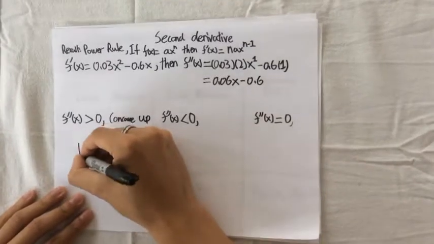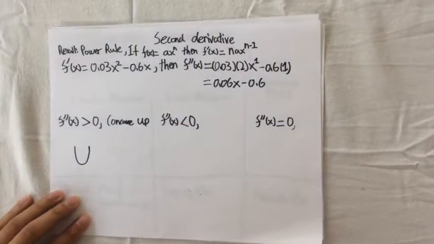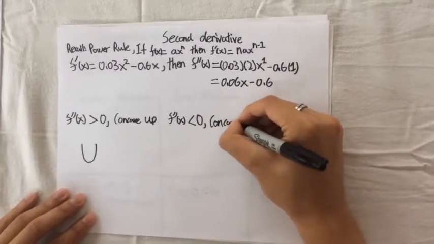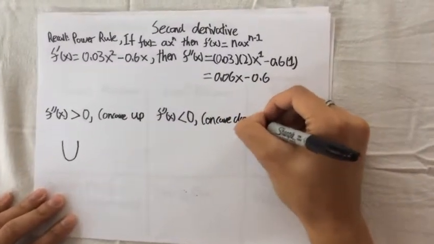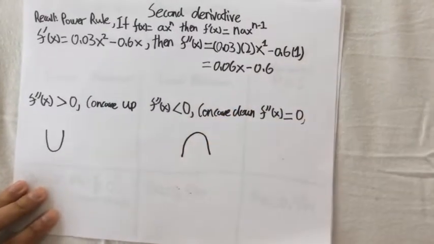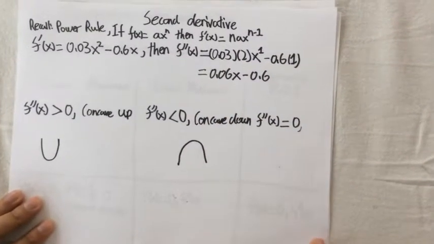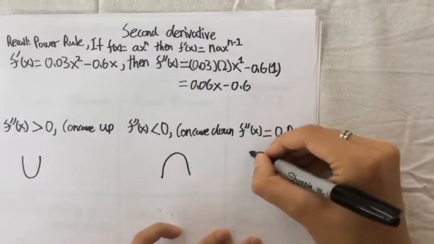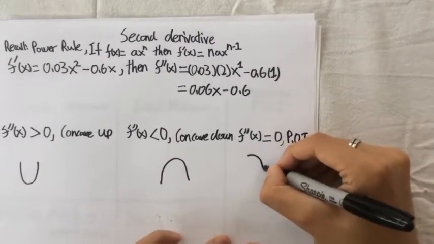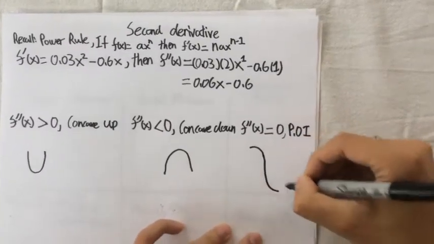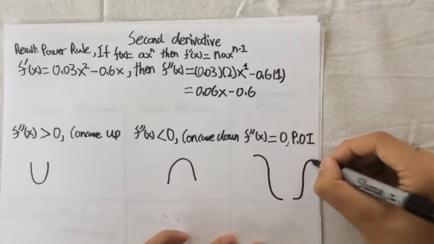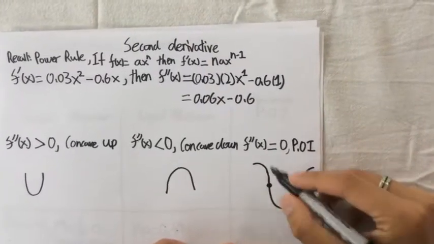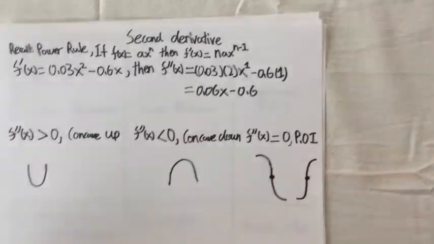and looks something like this. When f double prime of x is less than 0, it's concave down and looks something like this. And lastly, f double prime of x equal to 0 is a point of inflection. So when you have a function decreasing or increasing, doesn't matter, this point right here in the middle, between the maximum and the minimum value, that is your point of inflection.